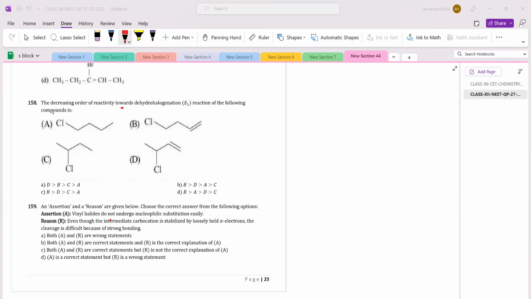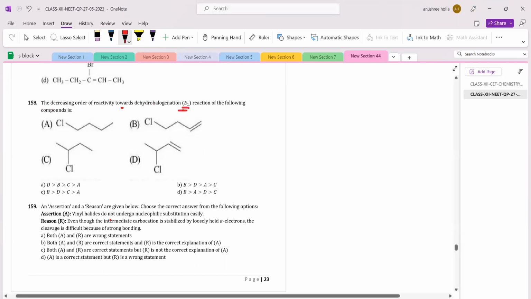Yes. Hello, student. We were discussing NEET Test Paper 1, and we shall continue our discussion with question number 158. The decreasing order of reactivity towards dehydrohalogenation, E1 reaction, of the following compounds is. So, they have mentioned E1 reaction. That means here we'll be observing two steps.